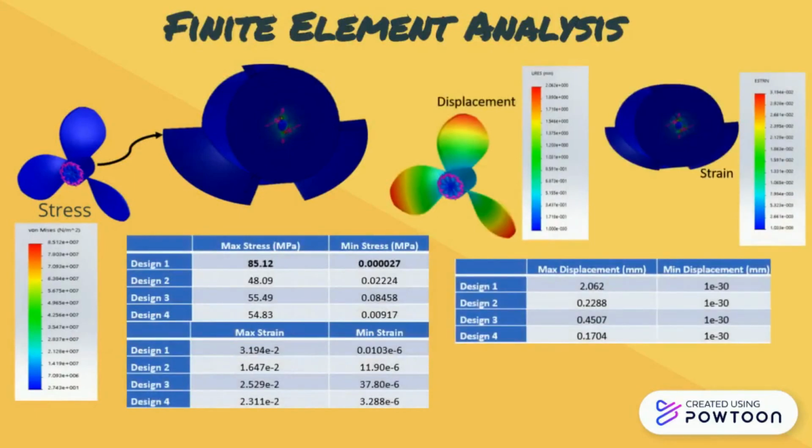Based on the stress of the object, design 1 shows the highest stress, which makes it the suitable fan used. The maximum strain also shows that design 1 has the highest, and the displacement also shows that design 1 is the highest. We can conclude that design 1 is the most suitable design to solve the problem.